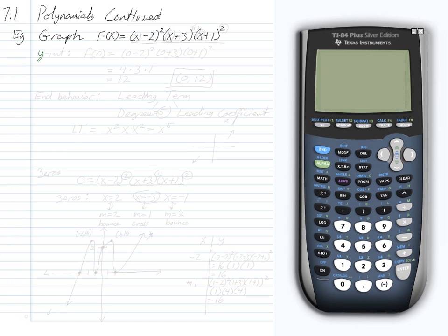So the first thing we can do, and no matter what form your polynomial is in, you can always pretty easily find the y-intercept. Remember, you will plug 0 in for x. And we're plugging it into this, so we'll have 0 minus 2 squared, 0 plus 3, and 0 plus 1 squared. So if I simplify that, negative 2 squared gives me 4, 3 gives me 3, and 1 squared gives me 1, so our y-intercept will be at 12. 0, 12.